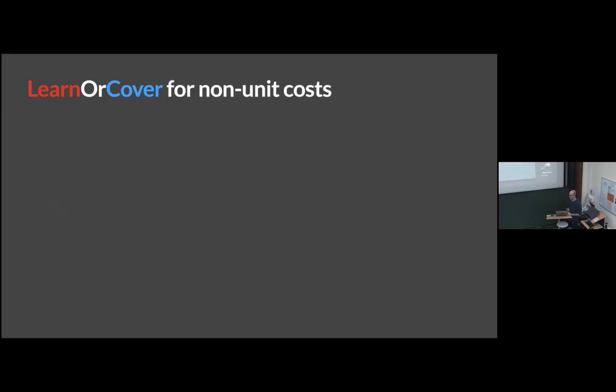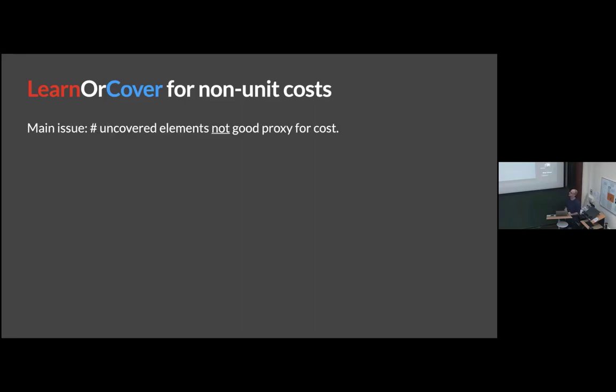All right, I'll say a few words about how one does this for non-unit costs. I mentioned that we got the exponential time algorithm first, then we spent a month or two, and we got the unit cost version. And the non-unit cost version turned out to be significantly harder. So the gradient descent analogy actually breaks down now.